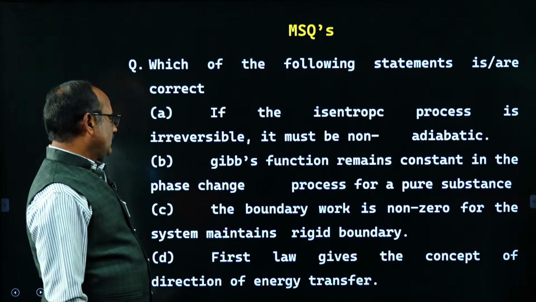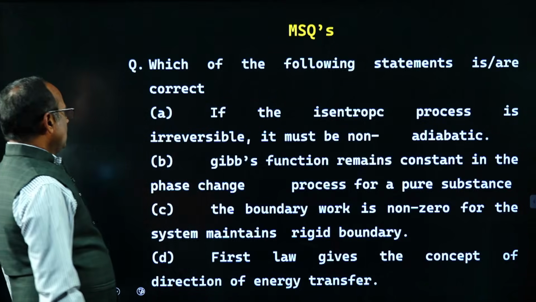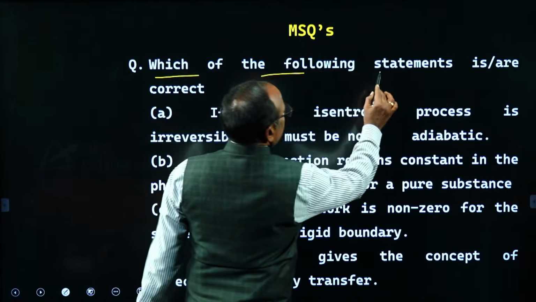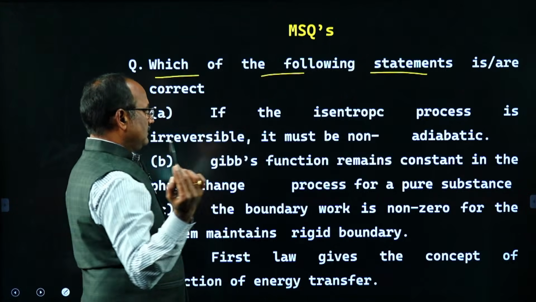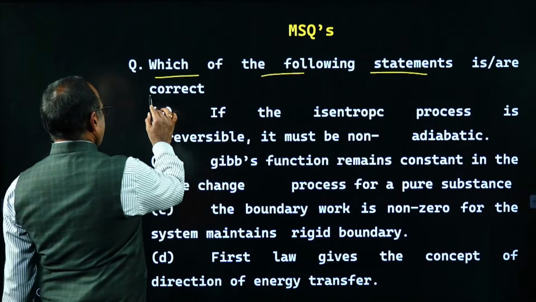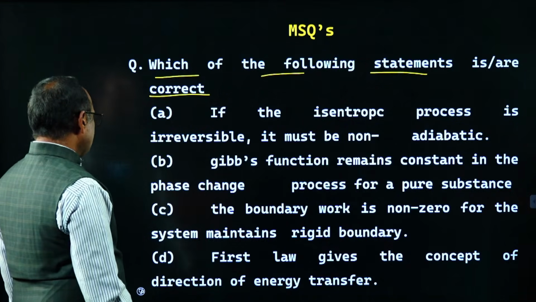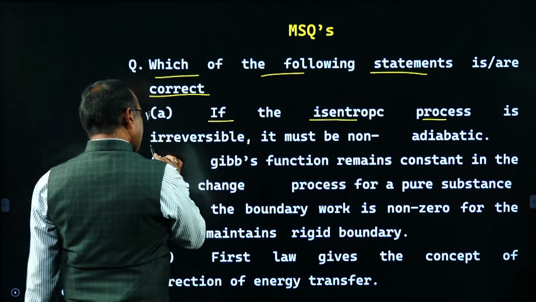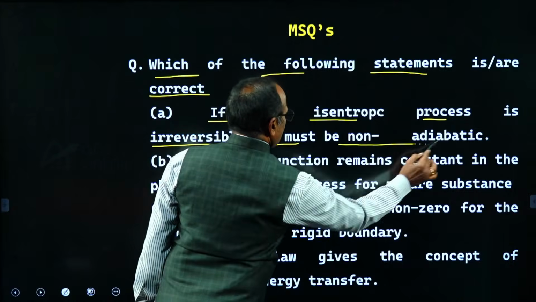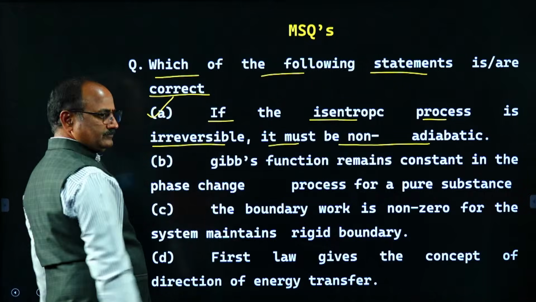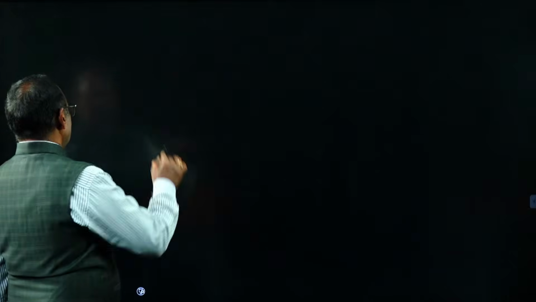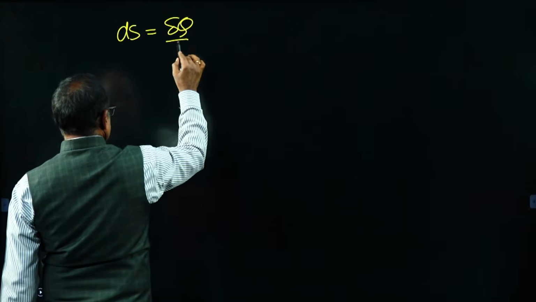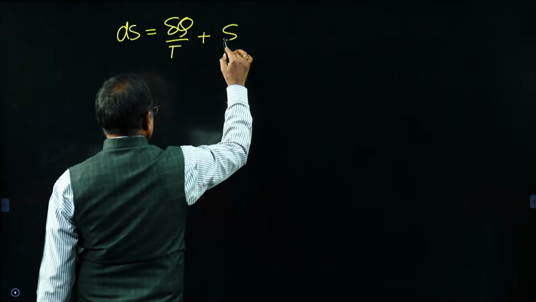Look at the very first question, right? Look at this one. It is asking like this: which of the following statements is/are correct? First option, look at the first option. If the isentropic process is irreversible, it must be non-adiabatic. Absolutely correct. As you know, change in entropy ds equal to del Q by T plus entropy generation.